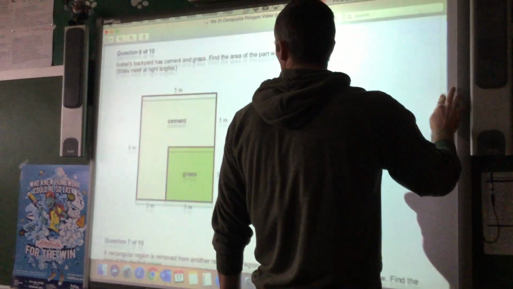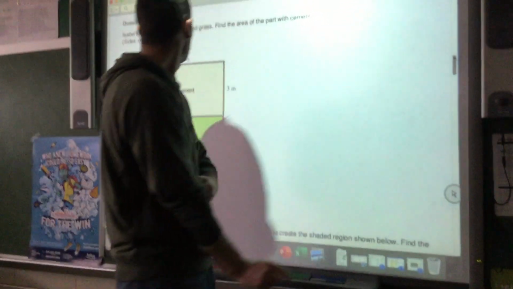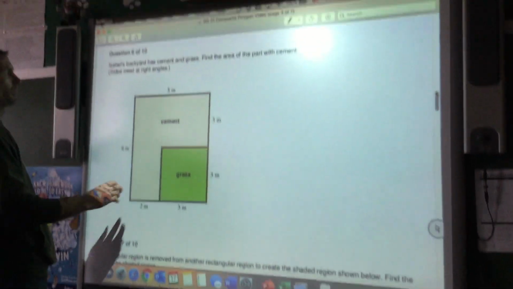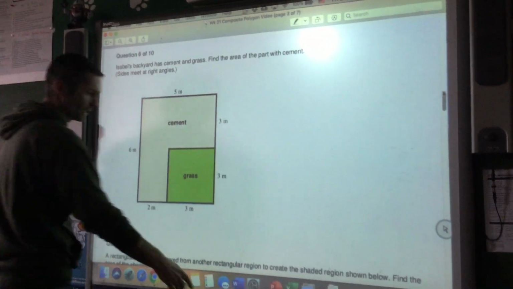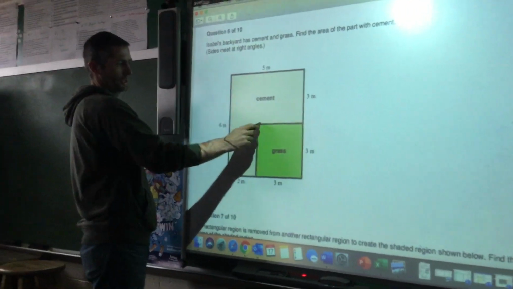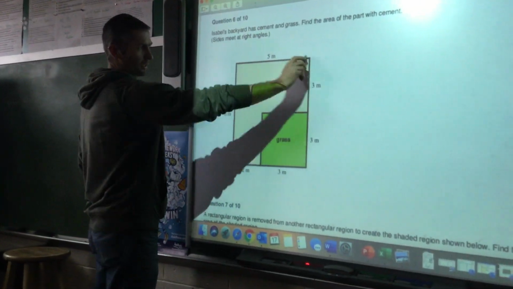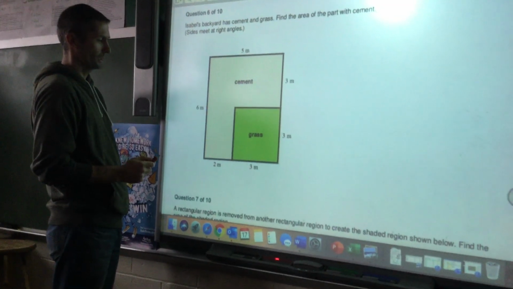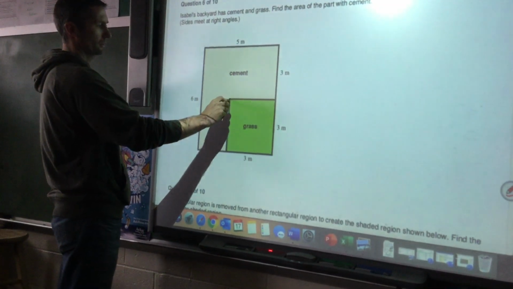Okay, the next one is a story problem. Isabel's backyard has cement and grass. Here's the cement, here's the grass. Find the area of the part with cement. Okay, so again, I could divide it into rectangles, or I could look at the big minus the little. For this one, let's divide it into rectangles.